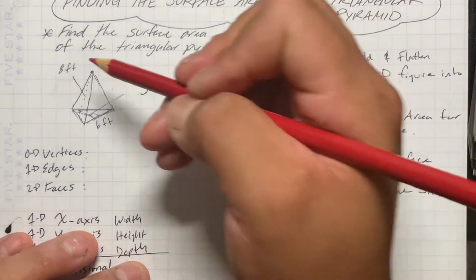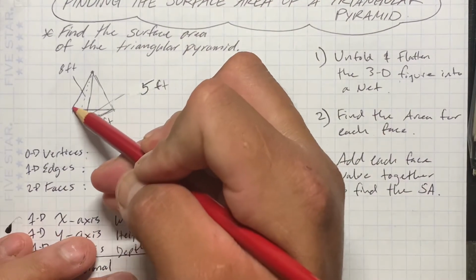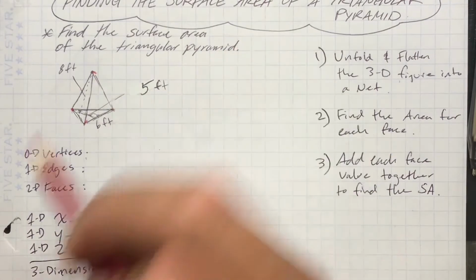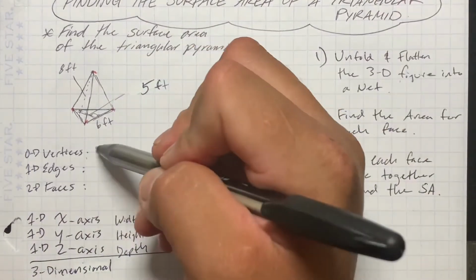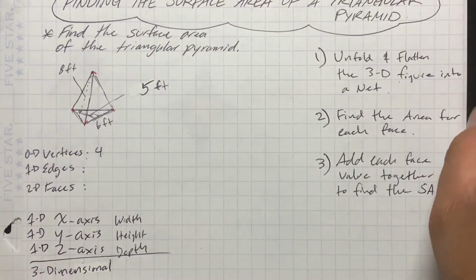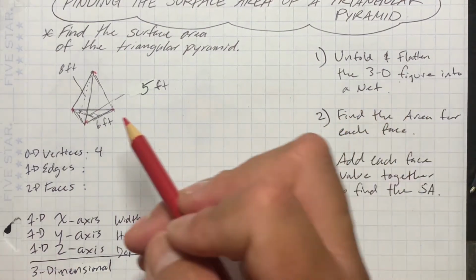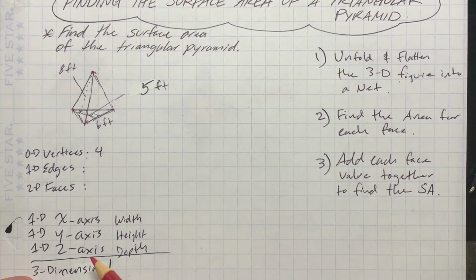So we're going to count all the corners that have no dimensions. So we have 1, 2, 3, 4. We have 4 vertices, 4 corners, 4 points. Now we're going to count all the 1 dimensionals, all the edges. Now these 1 dimensionals, you have your x-axis, y-axis, and z-axis. We're either going to count the width or the height or the depth. 1 plus 1 plus 1 equals 3 dimensionals.